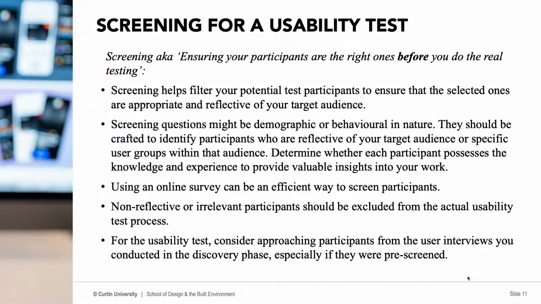Now at this point, identifying non-reflective or irrelevant participants is really important because you need to exclude them from your actual usability test process. For the usability test, consider approaching participants from the user interviews you conducted in the discovery phase, especially if they were pre-screened. So basically, if early on in your discovery phase you've identified, let's say, 5 people that you thought were representative, you can use them again. That's totally fine, right? For that initial phase and then for now as well.